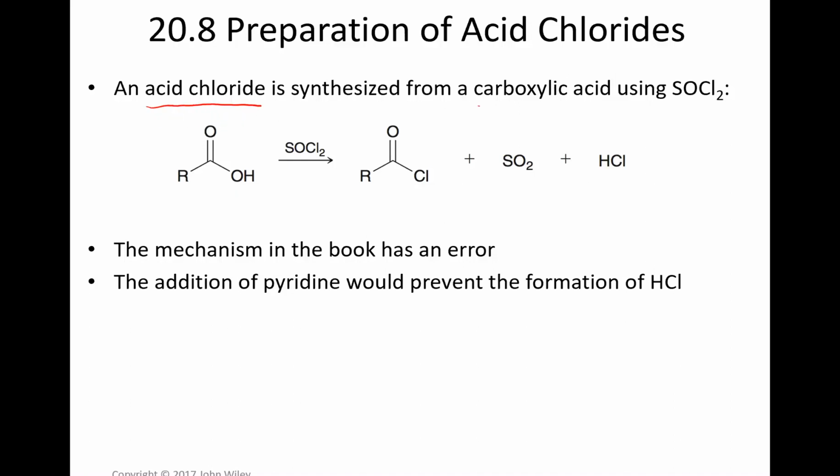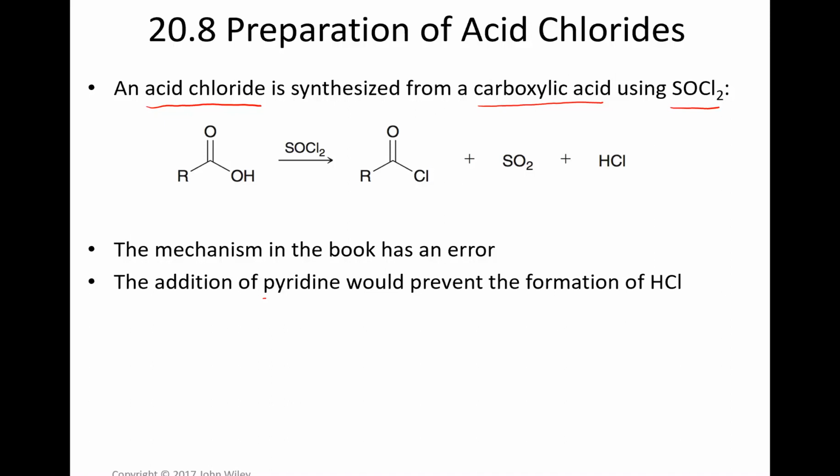An acid chloride can be synthesized from a carboxylic acid using thionyl chloride. I'm going to be showing the mechanism of this reaction. Note that if you look at it in the book, there is an error in the mechanism in the book. And I'll explain that as I'm going through the mechanism here.